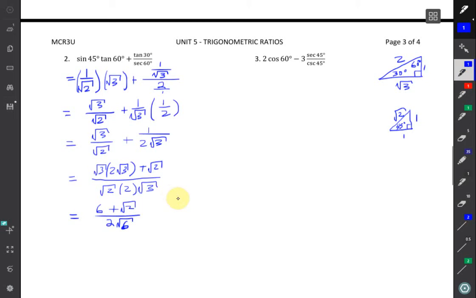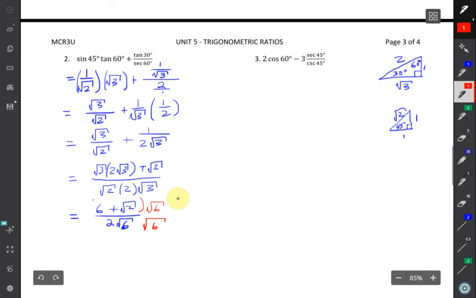We have a root in the denominator. So we need to multiply the denominator by root 6 and do the same to the numerator. Now keep in mind that this is distribution because it's that root 6 times the whole numerator. So it's good to put brackets in here to help you remember that. Otherwise, it's not uncommon for people to make mistakes at that point.